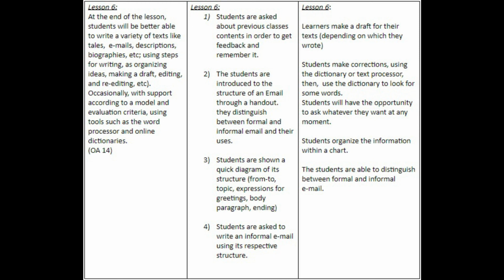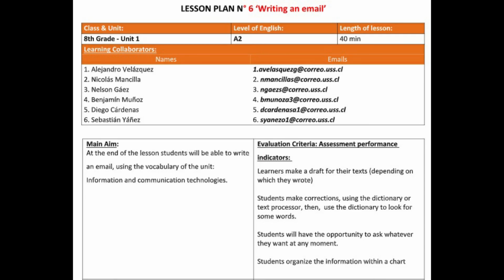Main aim of the lesson. At the end of the lesson, students will be able to write an email using the vocabulary of the unit, Information and Communication Technologies. Evaluation criteria. Indicators. Learners make a draft of their text. Students make corrections using the dictionary web page given to look for some words. Also, based on the OA14 set.